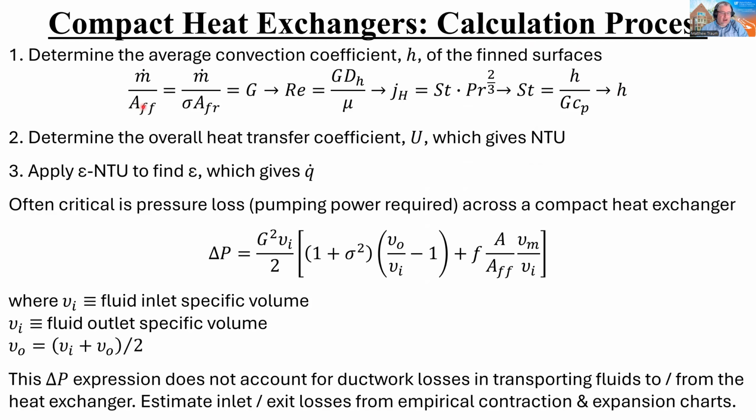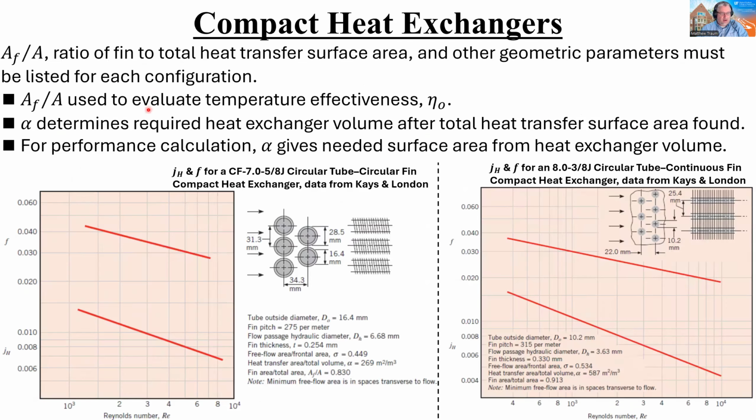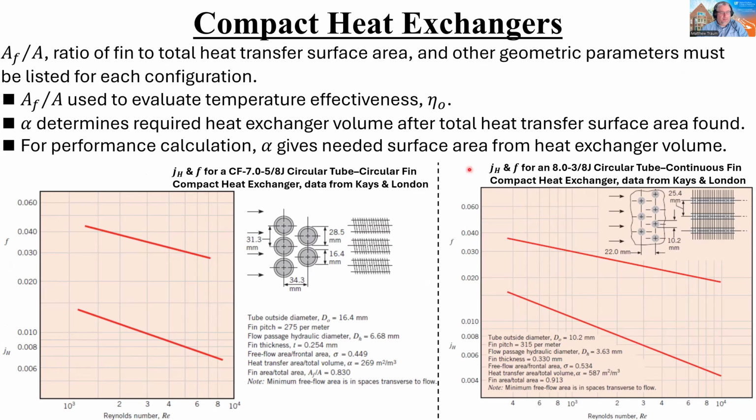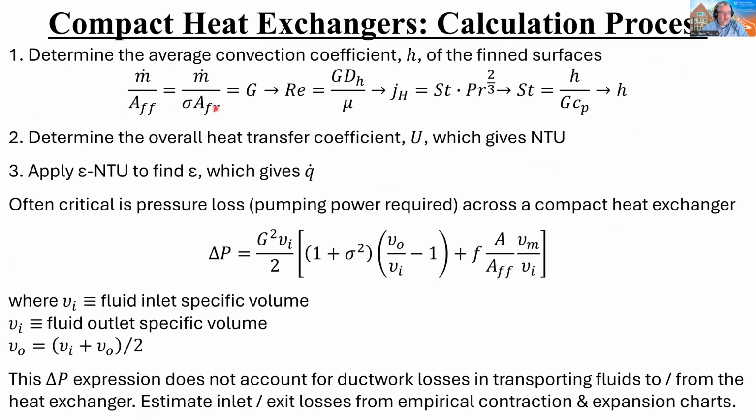Okay, so we're going to start out knowing the mass flow rate of the fluids that we're putting through the heat exchanger. We're going to use the given geometry, either the cross-sectional area perpendicular to the flow, or the frontal area of the exchanger, and we're going to calculate the appropriate G. From G, we get to the Reynolds number, right? Because G goes into the Reynolds number.